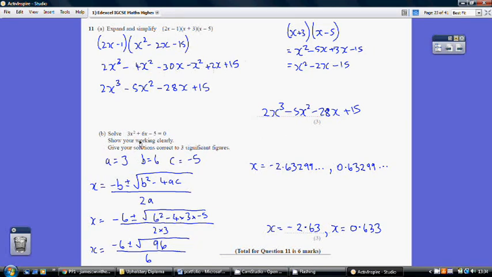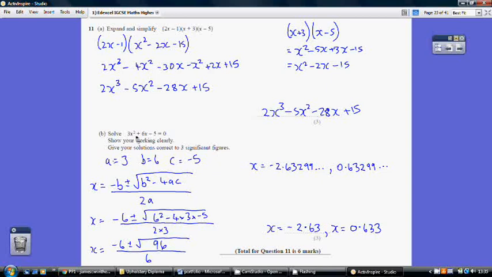Now for part B, we've got to solve this quadratic equation. It's not going to factorise because we've got to give our solutions to 3 significant figures, so there's the big clue. I mean, you can try and see if it would factorise, but it doesn't. So you've really got a choice. You can either use completing the square, which I think is a bit tricky on this occasion given we've got the 3 in front of the x squared, but you could do. But I think it's easier just to use the quadratic formula.